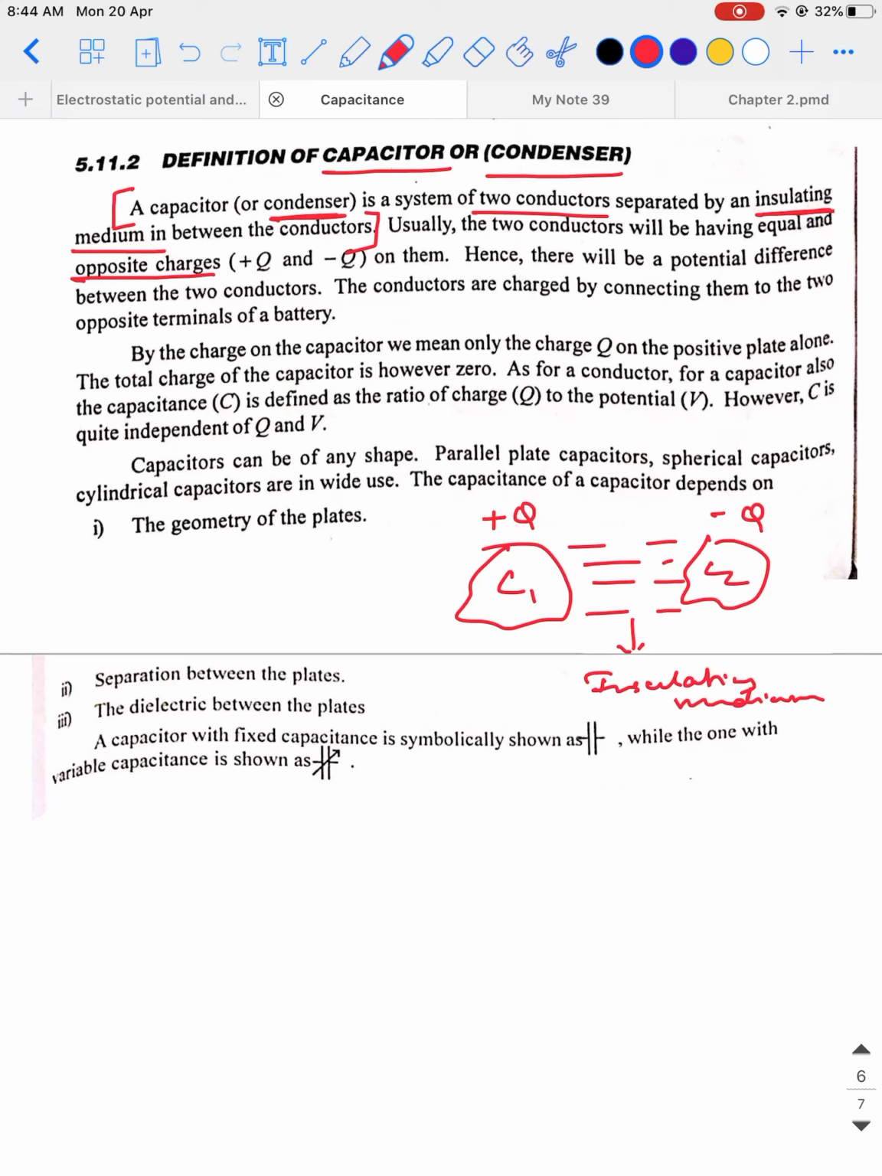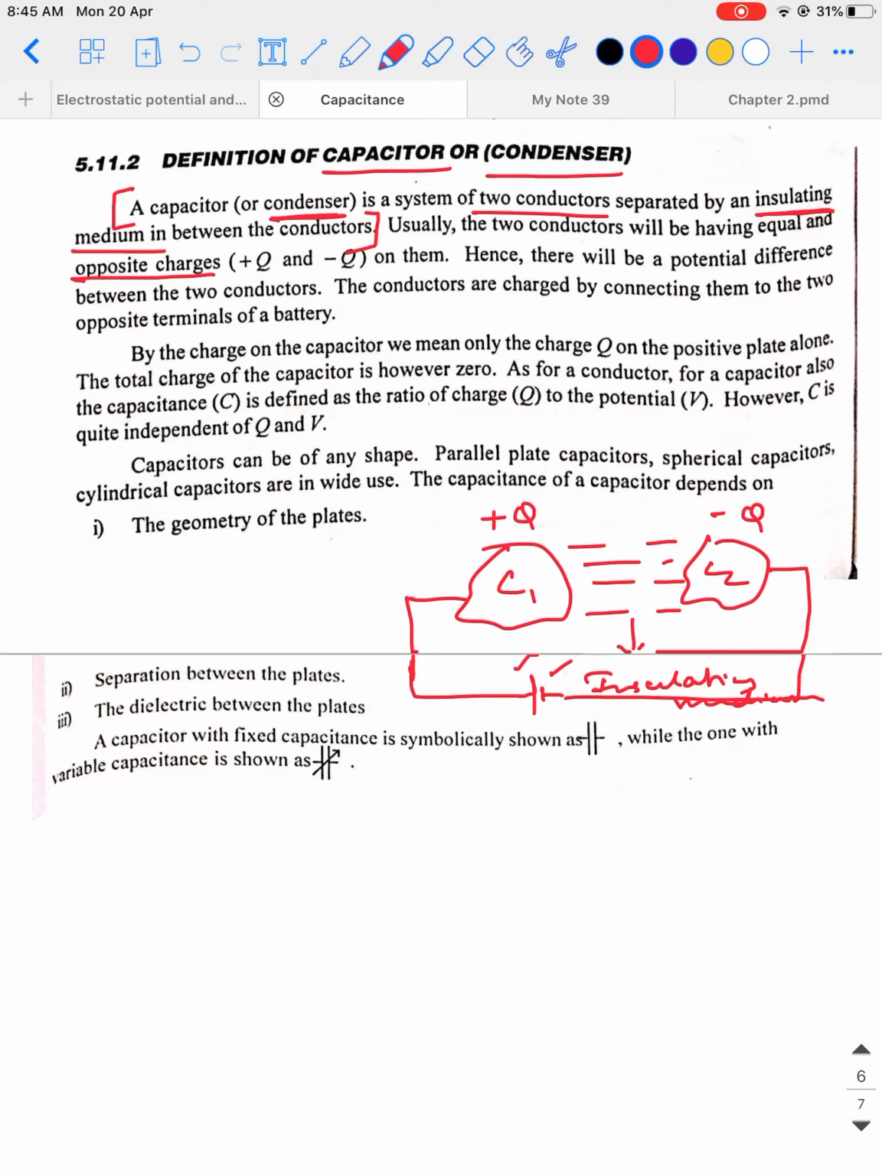So the conductors are charged by connecting them to two opposite terminals of a battery. Suppose this is there. The charging process takes place like this. So understand this. C1 is connected to the positive terminal of the battery and C2 is connected to the negative terminal. That's what they are saying. So the conductors are charged by connecting them to the two opposite terminals of a battery.